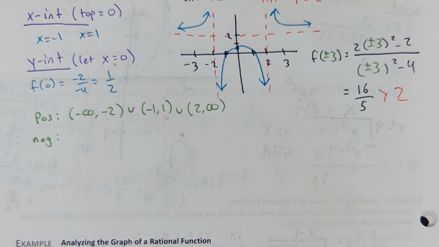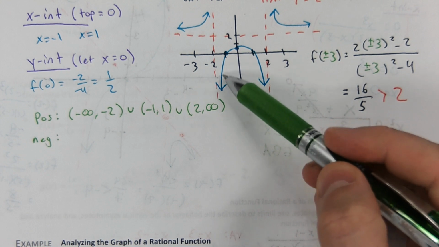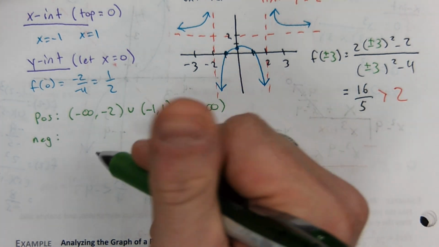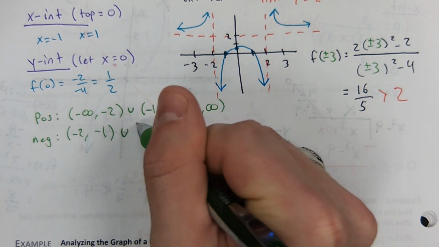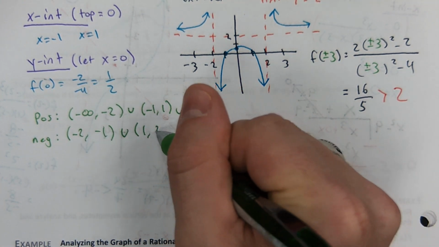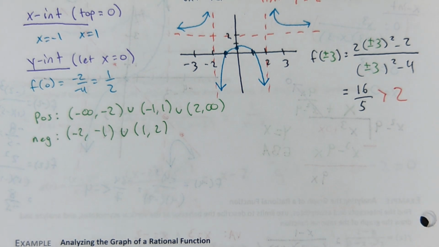And the negative y values are going to come from this little stick and this little stick. So from x equals -2 to x equals -1. And then again from +1 to +2. On those x values, I will get negative y values.